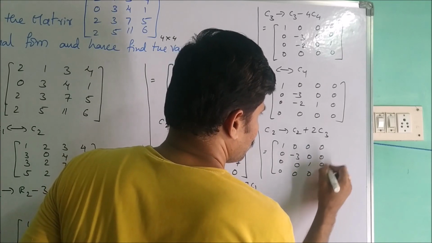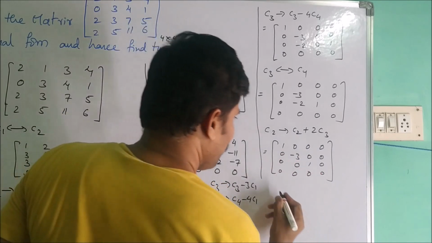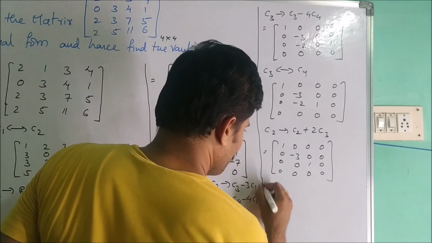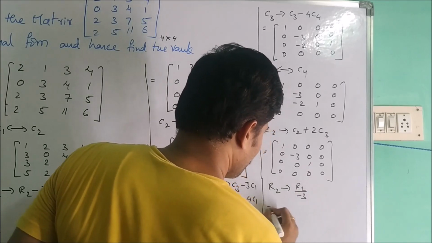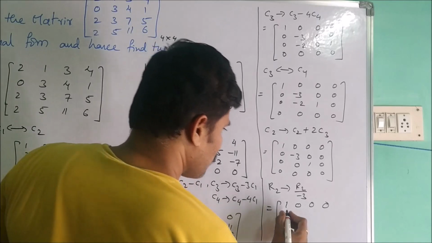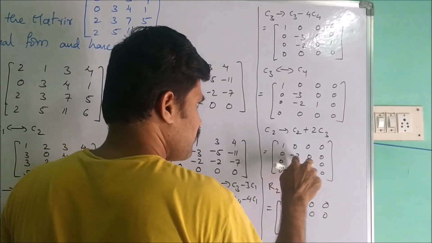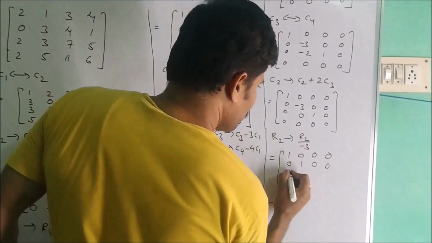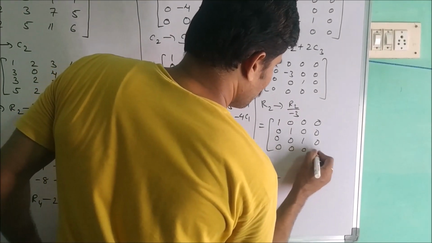Now in the second row, divide by minus 3, R2 changes to R2 by minus 3, which gives 1 0 0 0. The first row does not change: 0 1 0 0. The second row is changed by dividing by minus 3. Third row: 0 0 1 0, 0 0 0 0.